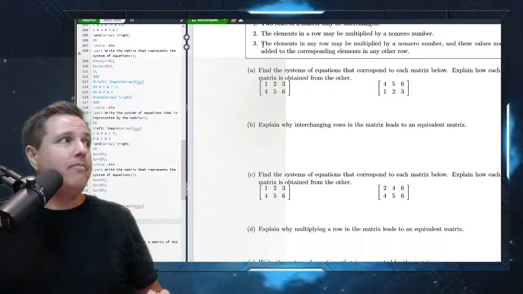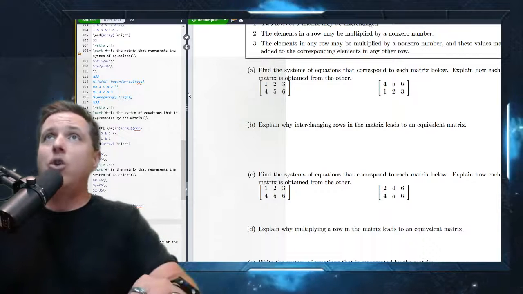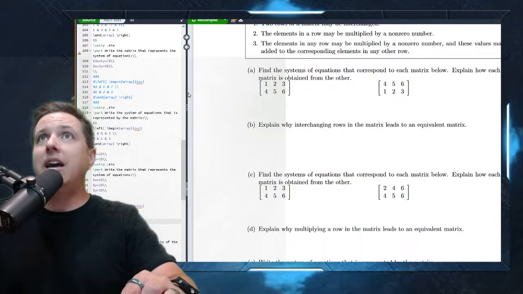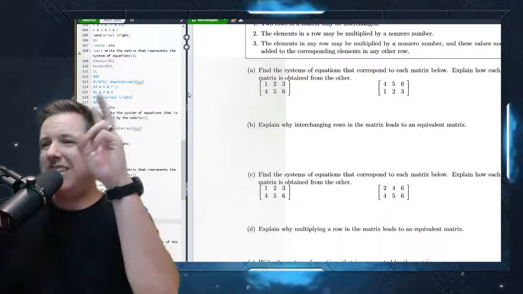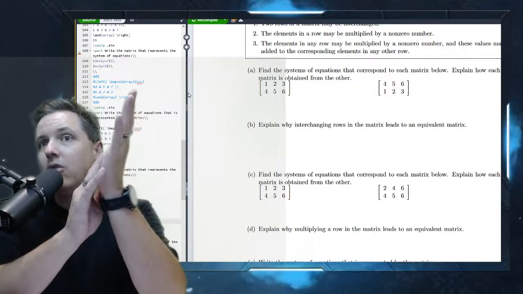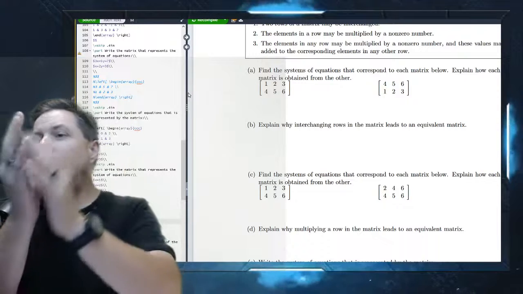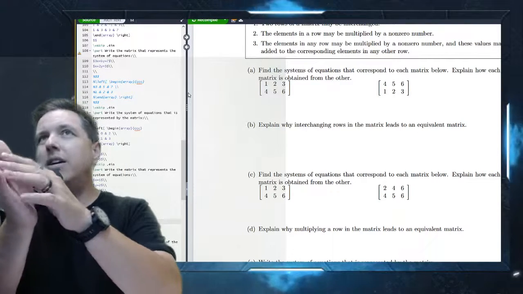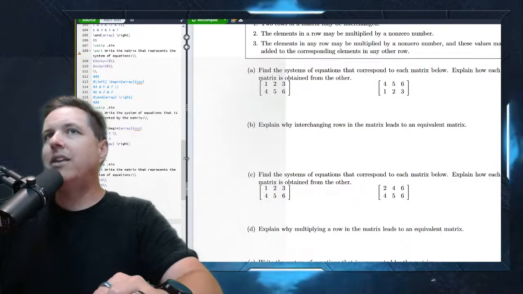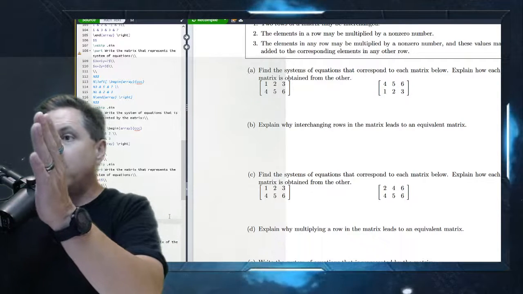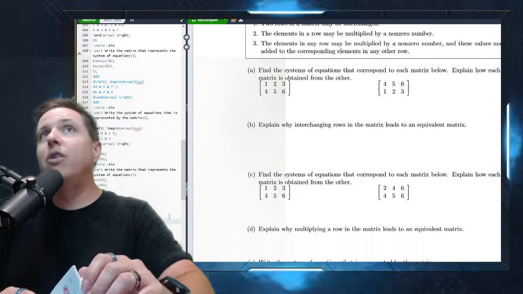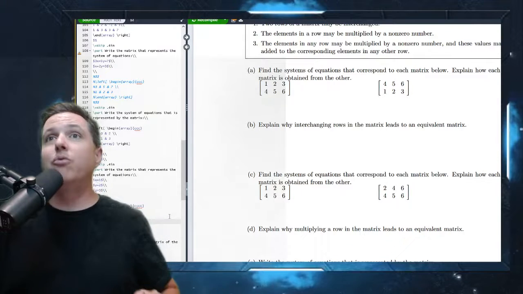But row operation 3 says the elements in any row may be multiplied by a non-zero number, and these values may be added to the corresponding elements in any other row. So it sounds like 2 operations, but it's a combination of the second row operation and a new one. And sometimes people get confused because they start going, oh, does that mean I can just add the same value to an entire row? No, you can't do that. You can't take an equation and just add 4 to each term. That's not allowable. But what you can do is take a multiple of that row and add it to an existing row, is basically what we're doing here.